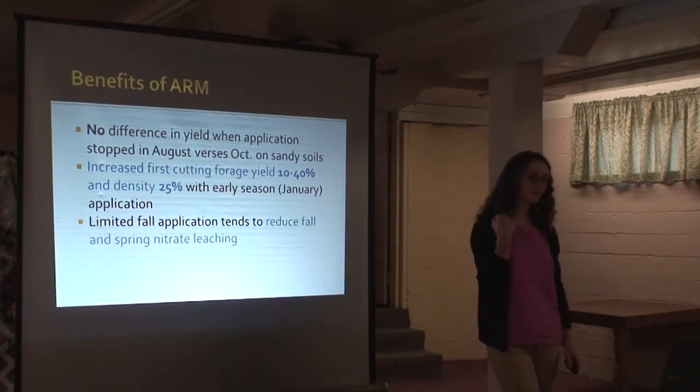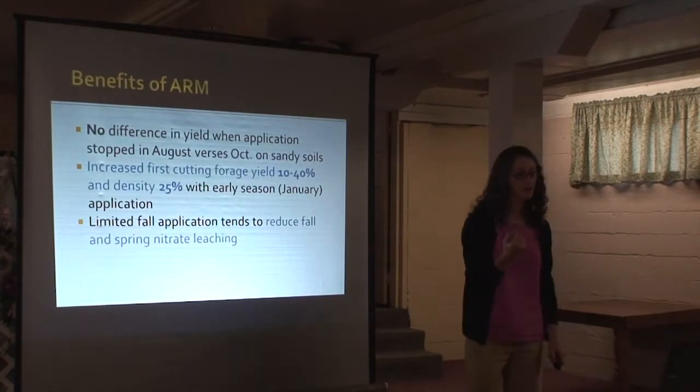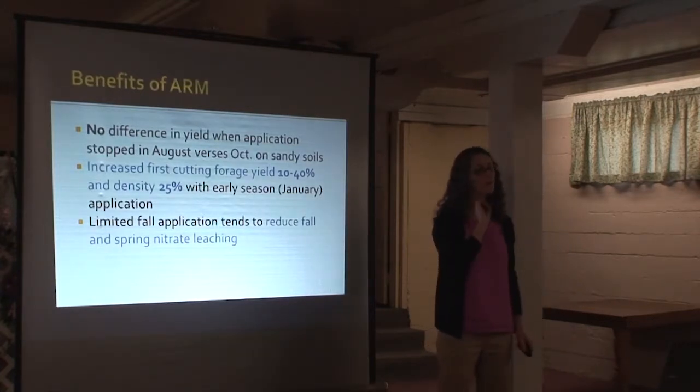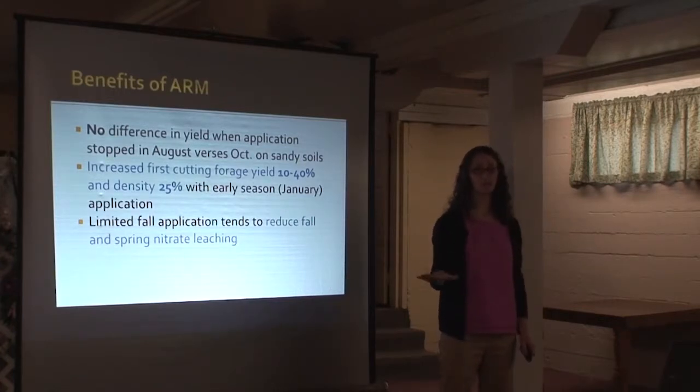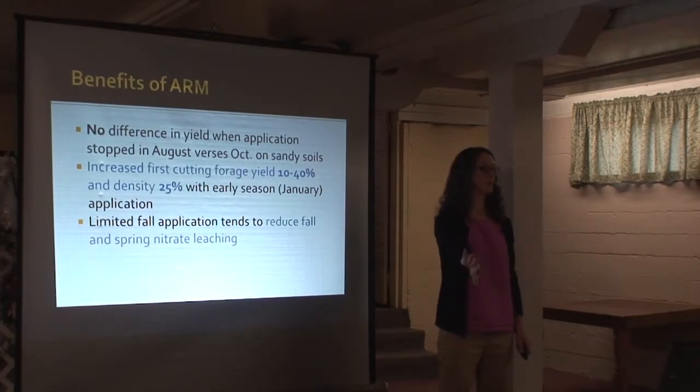So as I mentioned as well, and I'll show you a few graphs of this, what we saw is that by reducing that fall application, we saw significantly less nitrate leaching in those soils. So if you keep applying on those sandy soils all the way through October, your nitrate losses are going to be much greater. That tells us you're putting it out there, but it's not being utilized by your crop. It's just being lost.